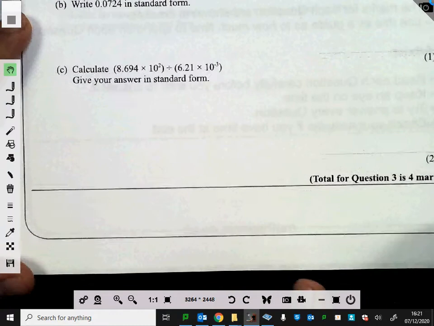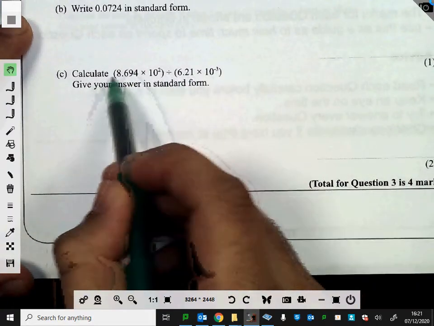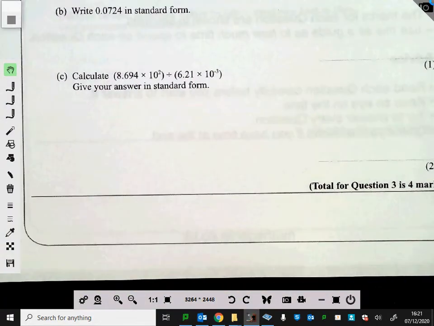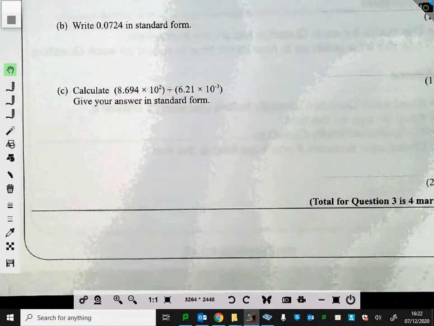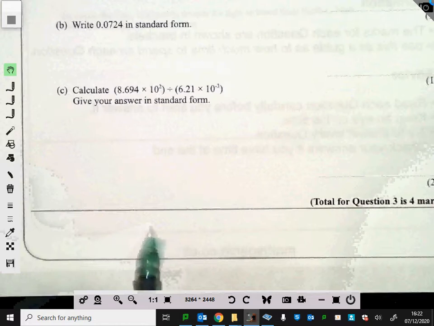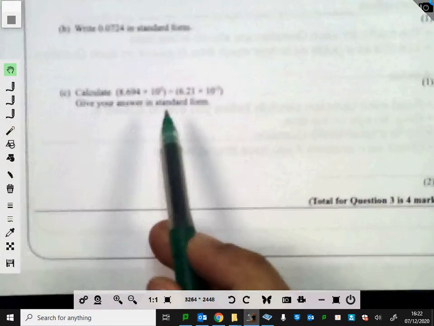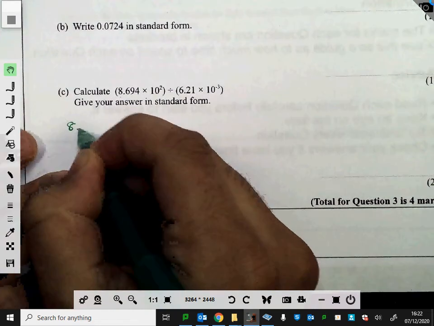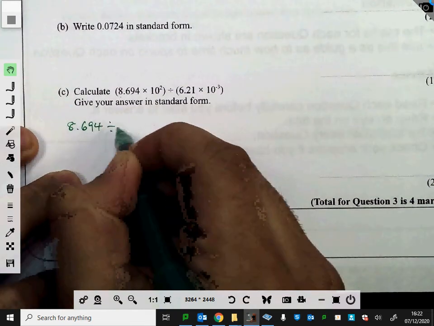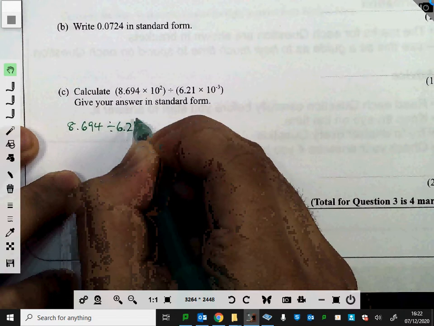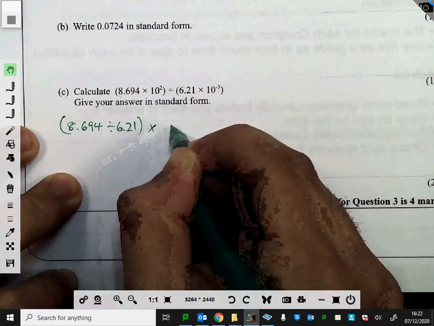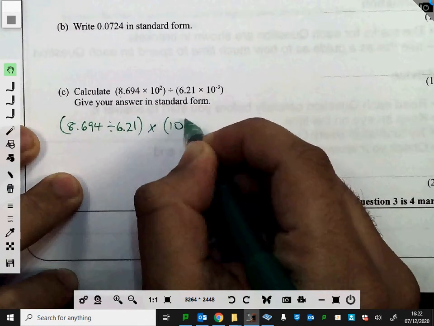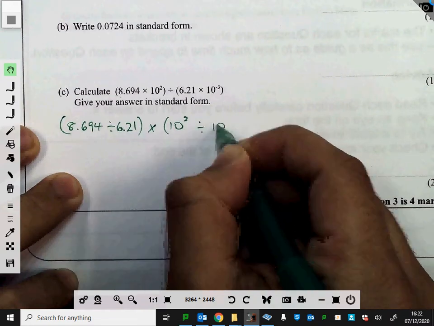Now let's see if we can find... that's good. So here's a division sum with standard form. Now, it's a simple question. It looks complicated because it's got some nasty decimals and it's in standard form. So the first thing you're going to do is the number divided by the number. So I'm going to split this into 2 separate parts. That divided by that, and then it's going to be times by 10 to the power of something, which is basically 10 to the 2 divided by 10 to the minus 3.